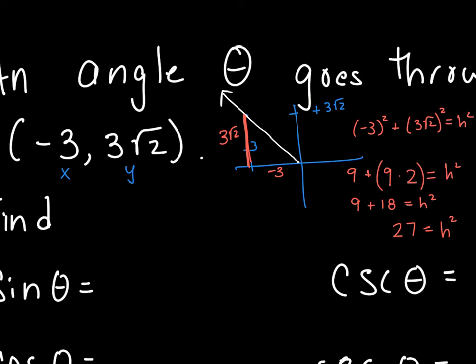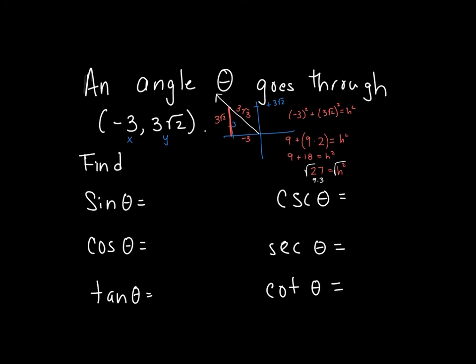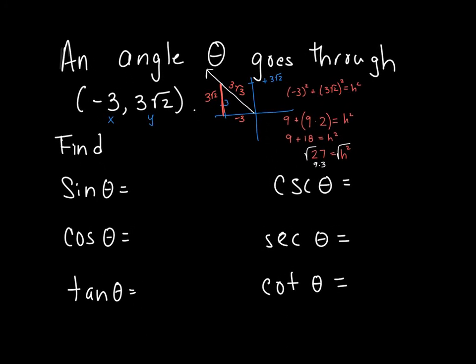So therefore, I then take the square root of both of those sides. You do have to reduce that. So 27 is 9 times 3. The square root of 9 is 3. So that gives us 3 square root of 3 as a hypotenuse. Now, once I have that, I can go through and fill out all of my other pieces.